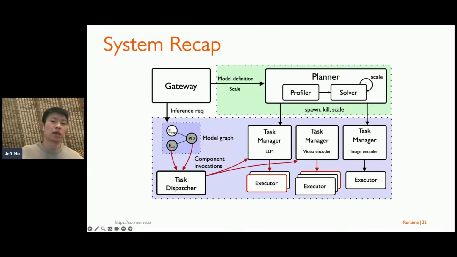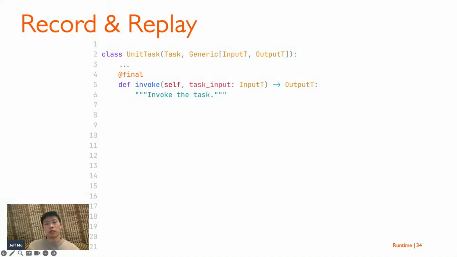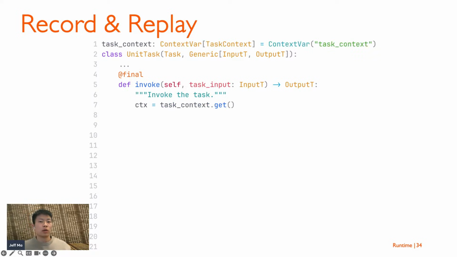Now that I've talked about our task abstraction and our planner, I also want to briefly touch on how tasks are invoked in Cornserve, since not every component may be used in each request given the heterogeneous modalities, and the system needs to figure out which components are needed. And in this case, we have invocations. So we implemented a record and replay mechanism through a context variable when invoking a unit task. That is, invoking unit tasks in the gateway will only record invocations without actual effects.